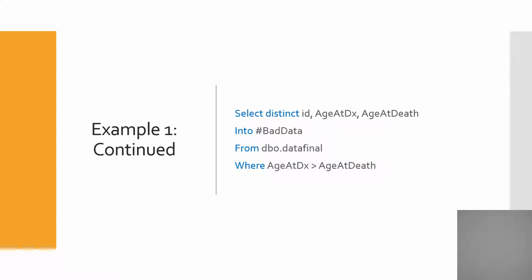It allows us to select a subset of the record that meets a certain criteria. In our example, we want the rows where age at diagnosis is larger than age at death. Once you execute the code in SQL, this error is going to be removed.